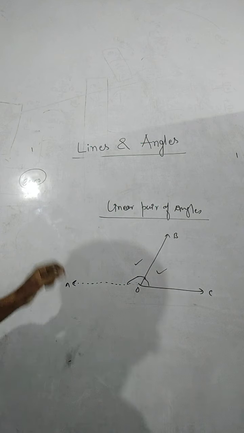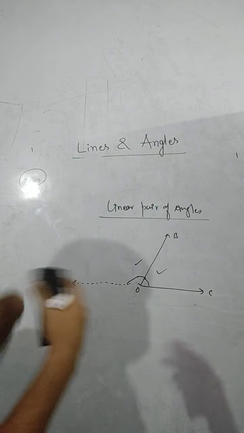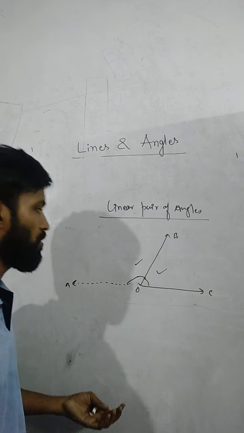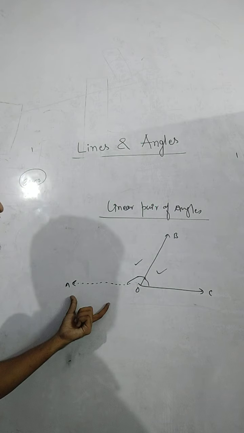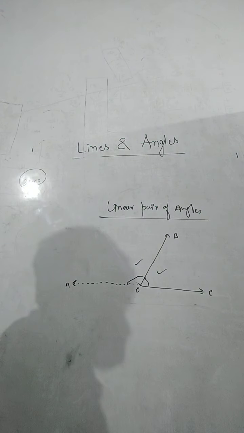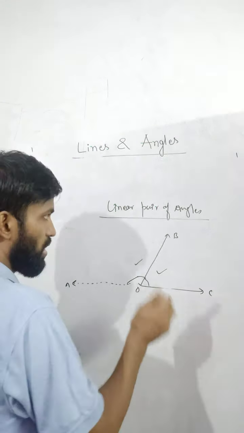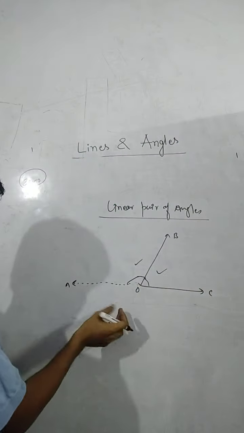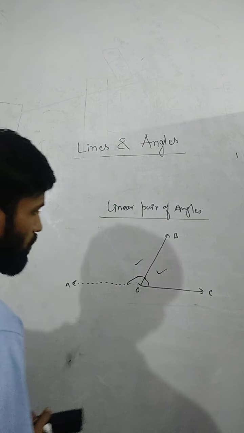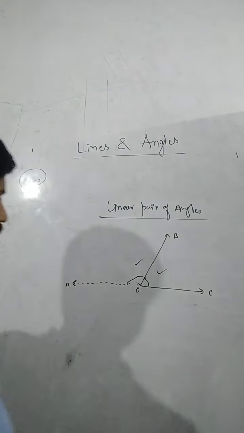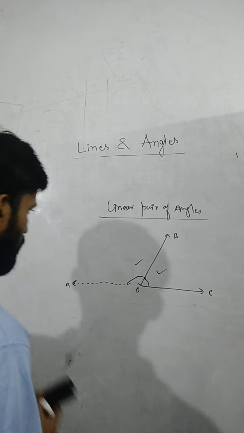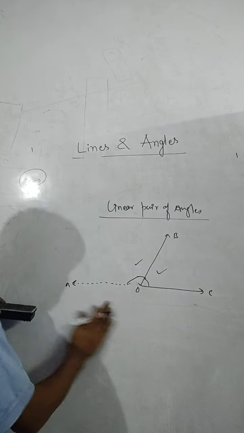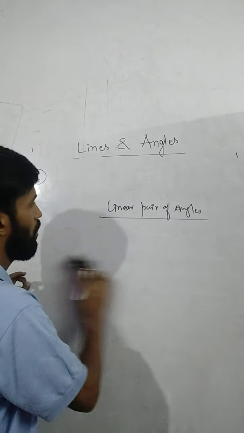So what is the definition? Two adjacent angles are said to be linear pair of angles when the non-common arms, which are obviously OA and OC, are opposite to each other, anti-parallel, right? Now these two are linear pair of angles. Is that clear? I will explain it.